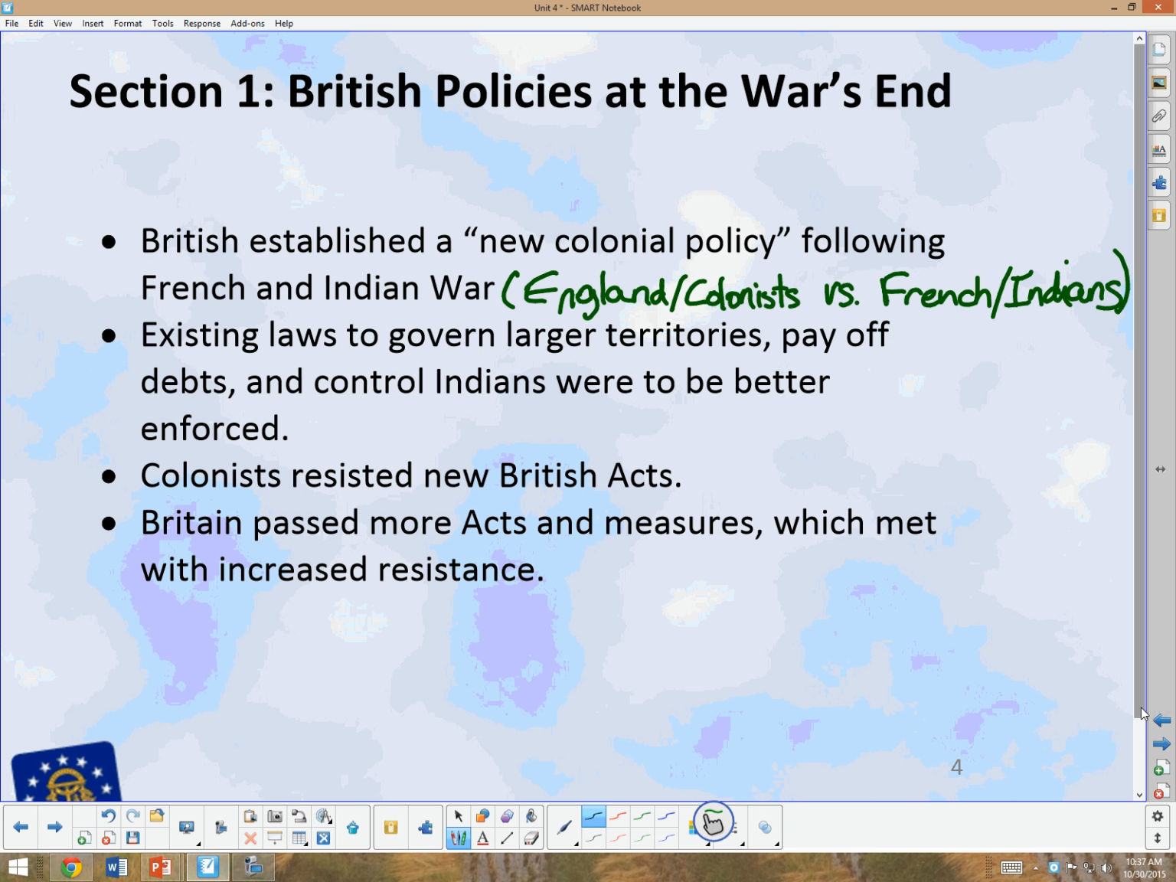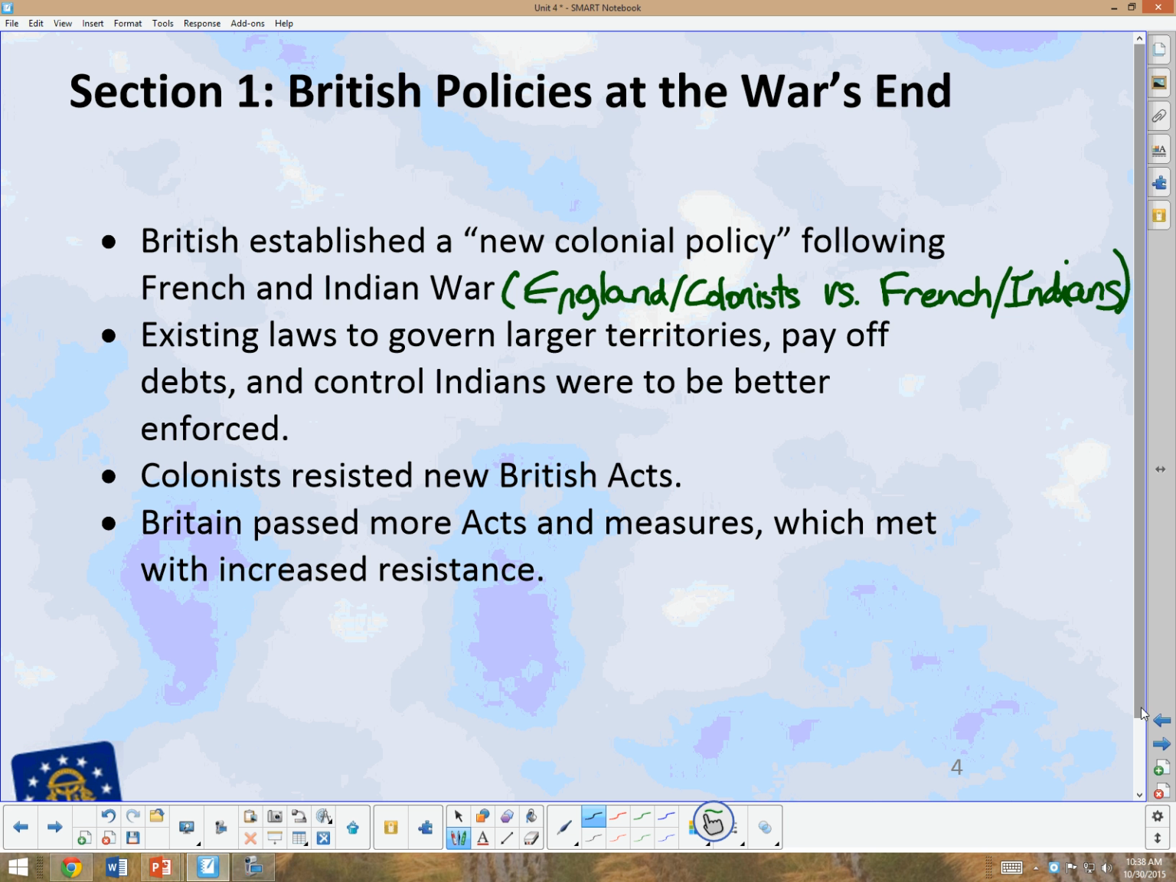So, here are the big ideas. The English established a new policy following the French and Indian War. Now, just to remind you, the French and Indian War is a war between England and France. The colonists are on the side of the English, which makes sense, and the Indians are on the side of the French. So it's in some ways the colonists against the Indians.